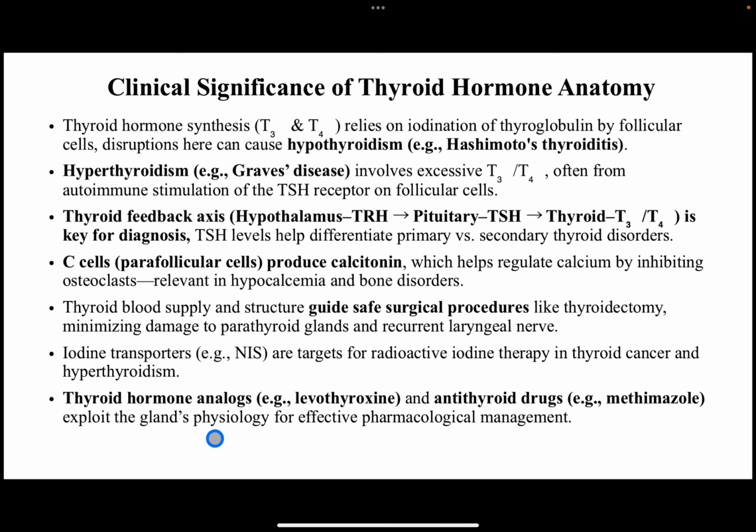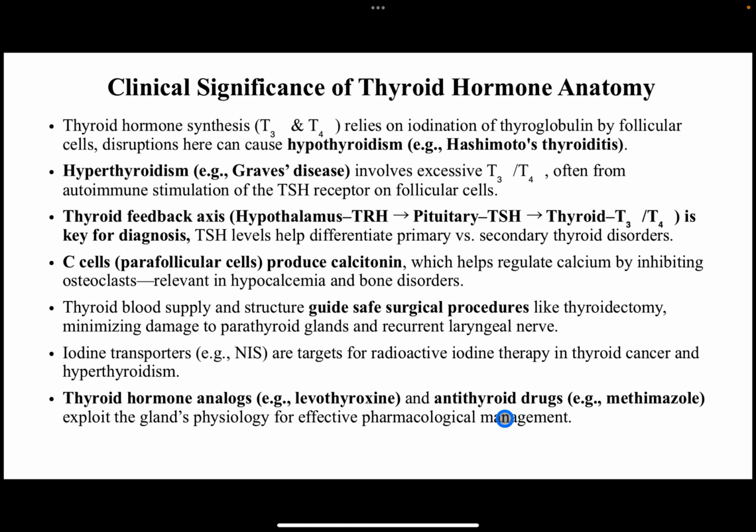For example, we have thyroid hormone analogs like levothyroxine, and then we have the anti-thyroid drugs like methimazole. Levothyroxine is a synthetic form of T3 and T4. So when a patient goes in for thyroidectomy, we can give the patient levothyroxine to replace the work that would have been done by the T3 and T4.